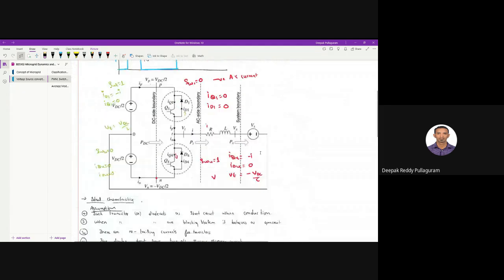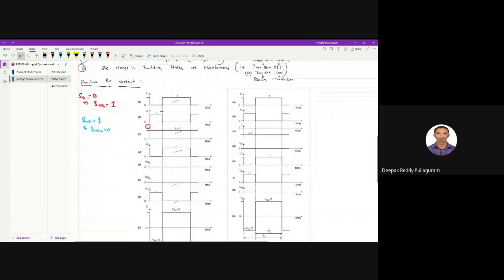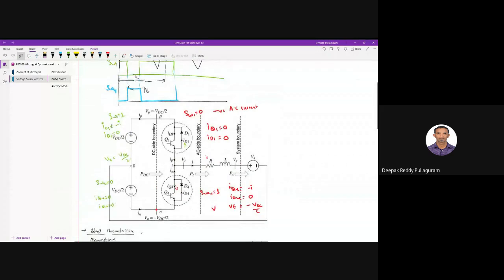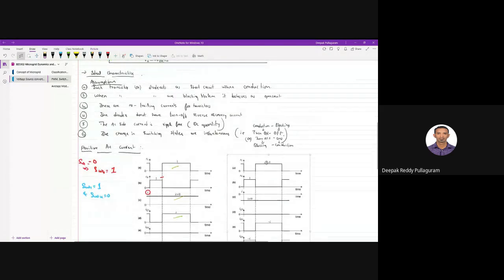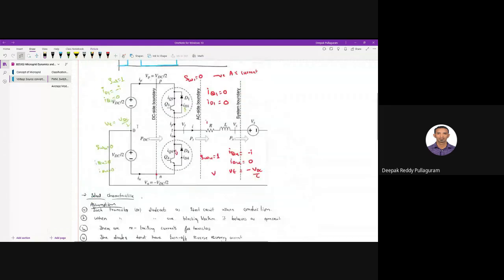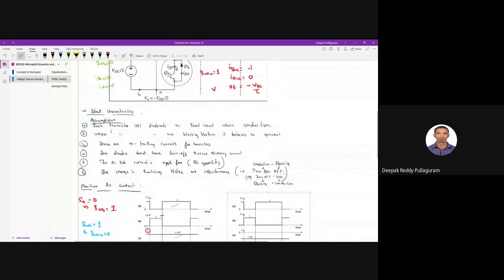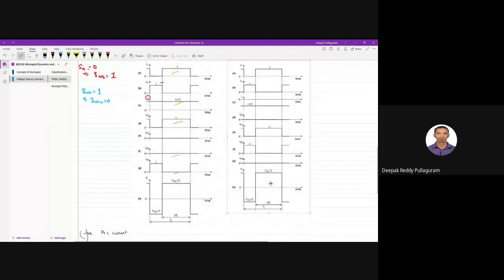SW0: IQ1 0, ID1 0, IQ4 is -I, VT is -VDC by 2. Wonderful. SW1 is 1: then ID1 is -I, then 0, 0, 0, and VT is VDC by 2. So we got it correct. The switching instances are correct now. This is how the switching takes place.